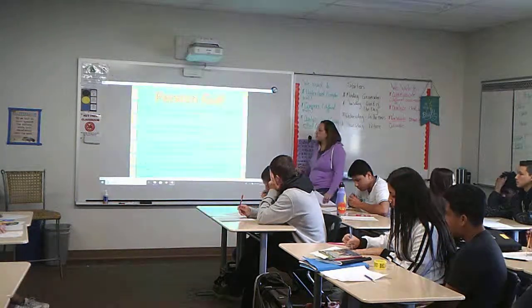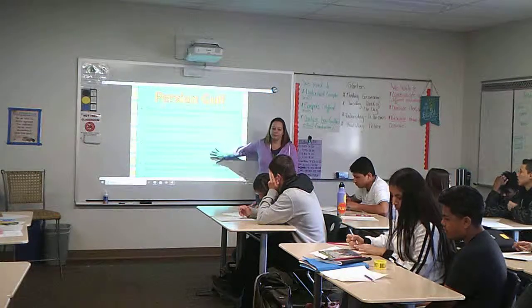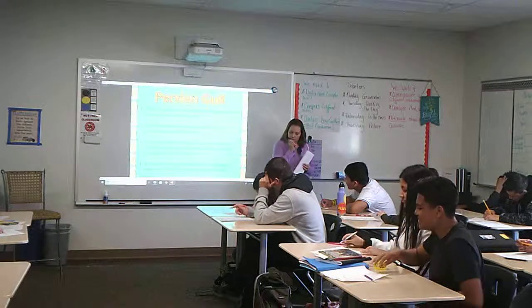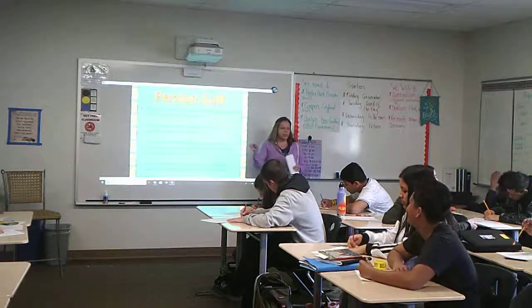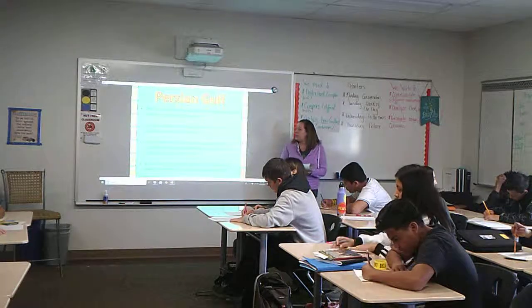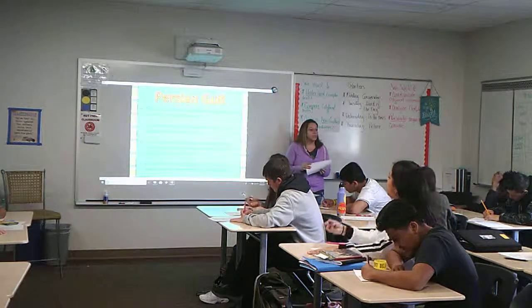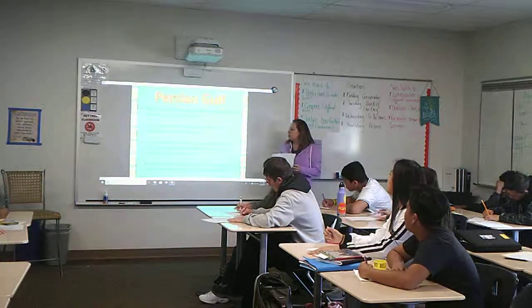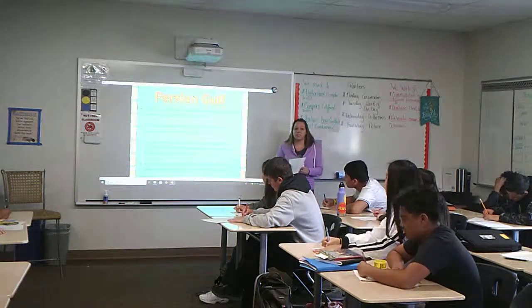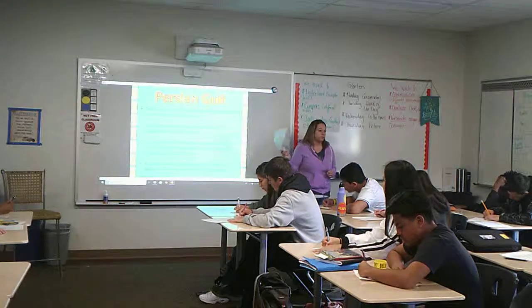Persian Gulf. The Persian Gulf is shallow. What does shallow mean? It's not deep. So it's a shallow body of water between Iran and the Arabian Peninsula. This area holds one of the largest and most important oil fields in the entire world. We get most of our oil from this area.